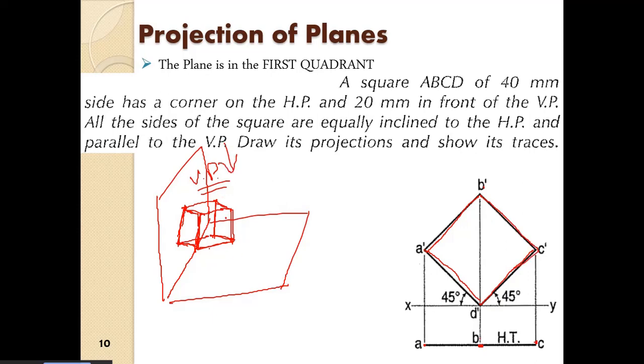If we see from the top view, then this point will be projected on the horizontal plane, through this point, obviously. And this one will be projected on the horizontal plane. Ultimately, they will be here. So this will be the horizontal trace, at the distance of 20 mm, as it is given in the question, 20 mm in front of the vertical plane. So this is what we have here.